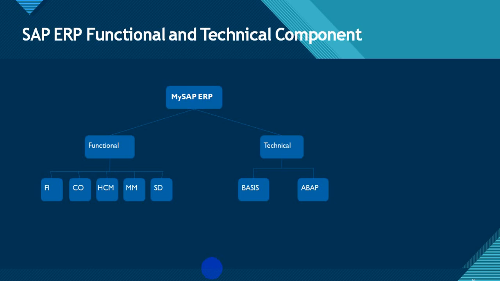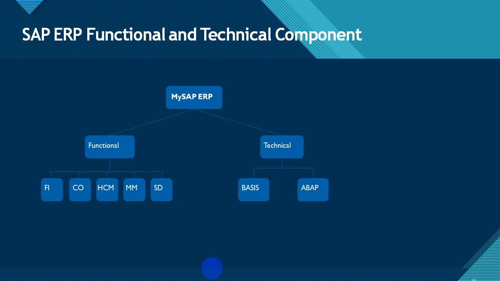We have two areas of the SAP ERP. We have the functional area and the technical area. The technical area is IT. That's where you have Basis and ABAP. Basis are system administrators. ABAP are programmers. So you need to have a background in programming to go into that area.